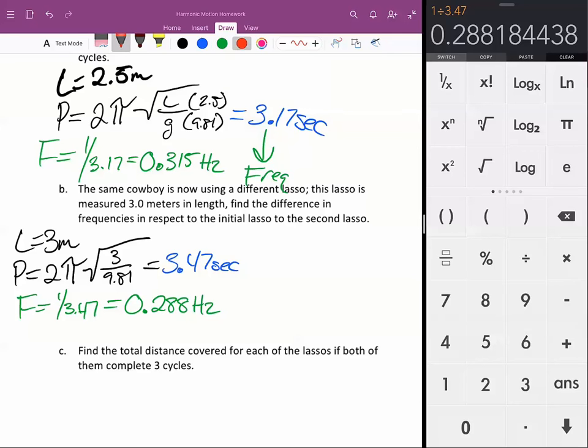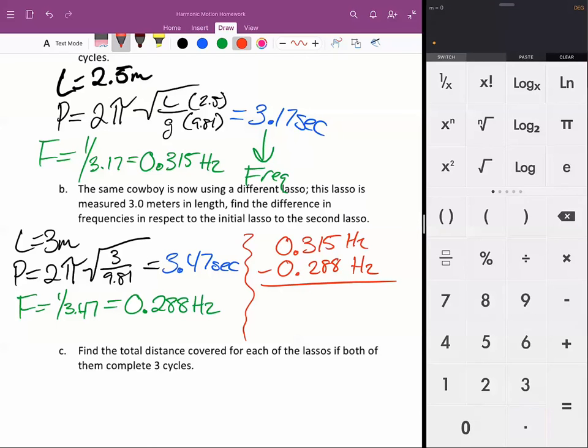Now this question is asking for the difference in frequencies. Your original frequency was given as 0.315 hertz, and the secondary frequency is 0.288. So we subtract these two numbers to find the net difference. So 0.027 hertz. And that should be the final answer for 1B.